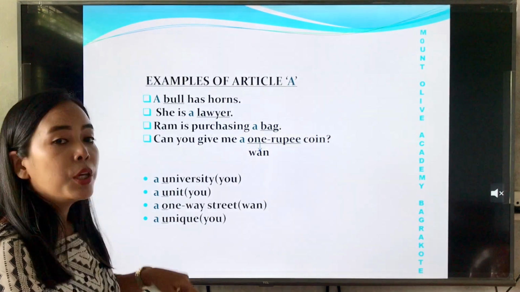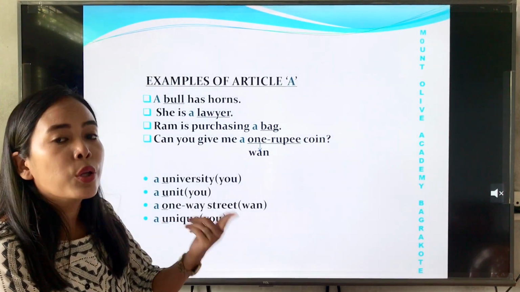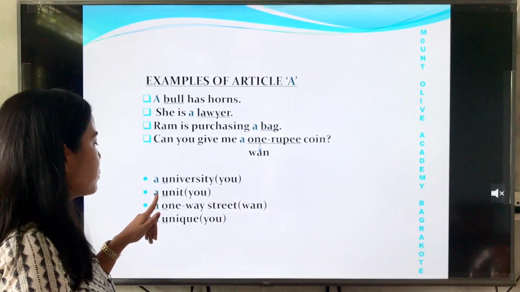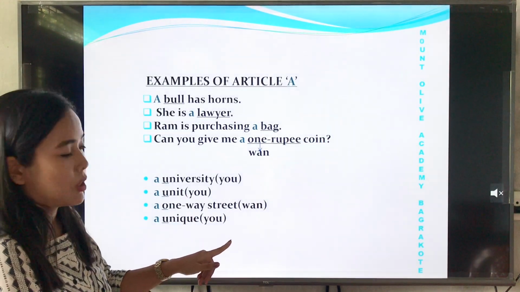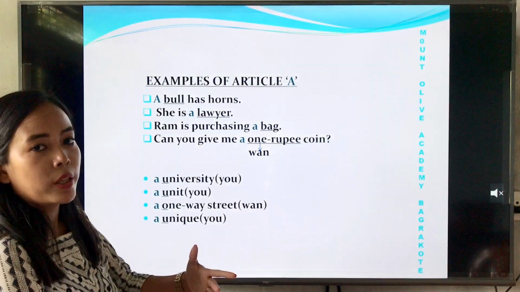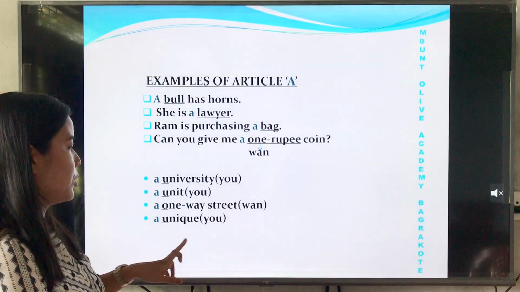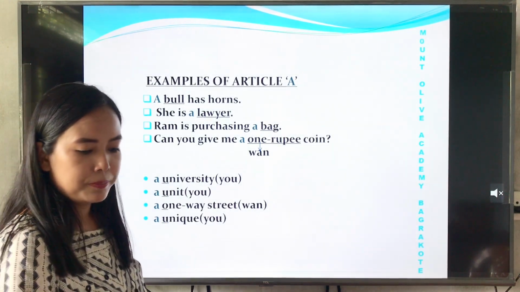A unit, unit, Y-O-U. The sound of a consonant is there. So we will use a unit. A one-way street, one, W-A-N. The sound is of a consonant. So we will use a one-way street, a unique.